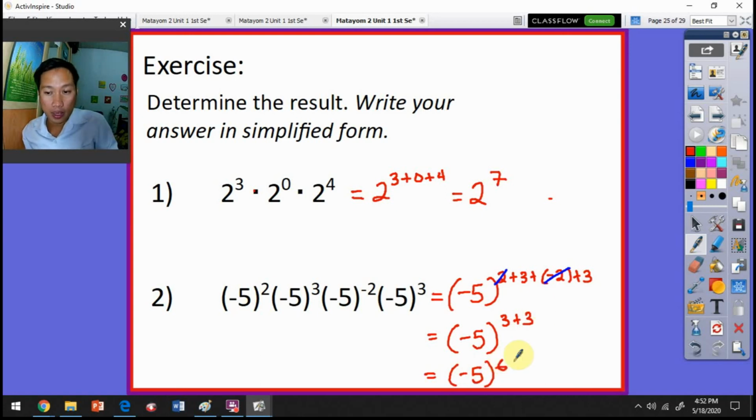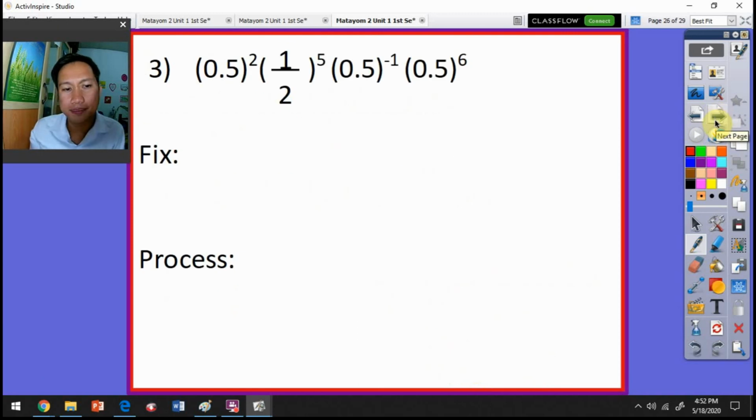Remember, when the exponent is an even exponent, you can change the base to its positive form. We had an example in, I think, lesson number 1 or 2. Okay, so let's move on to exercise number 3.